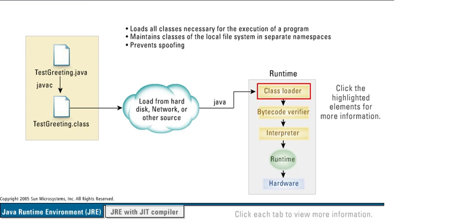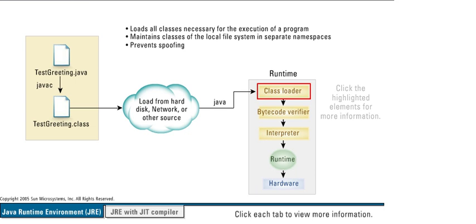Now, the class loader loads all the class files that are necessary to execute the program, and it does this dynamically. That means as the class files are needed, so it doesn't have to load them all at once. If a class file isn't necessary during a certain execution of the program, it won't load it.